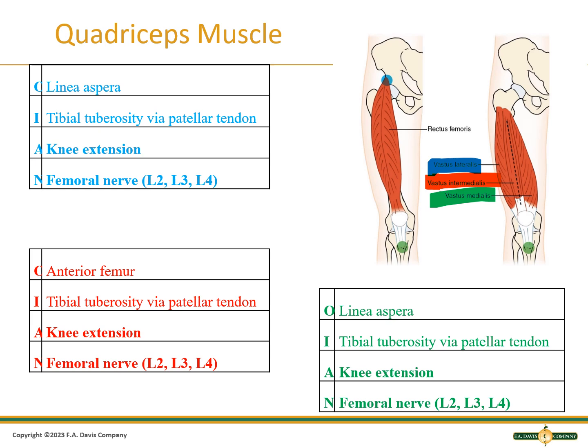All 3 of these portions of the quadriceps contribute to knee extension only because they do not cross the hip, and they are all innervated by the femoral nerve.